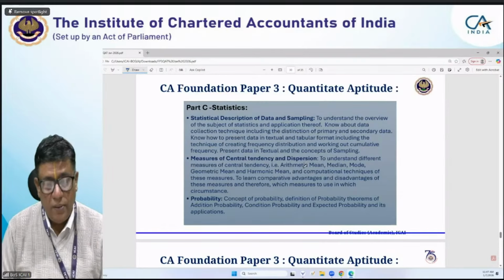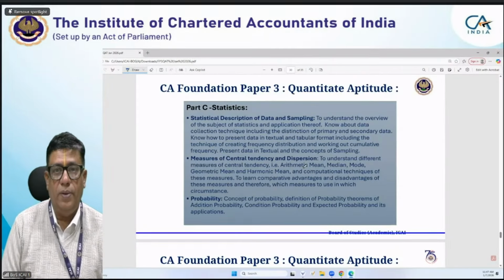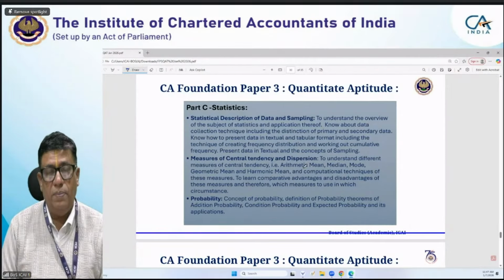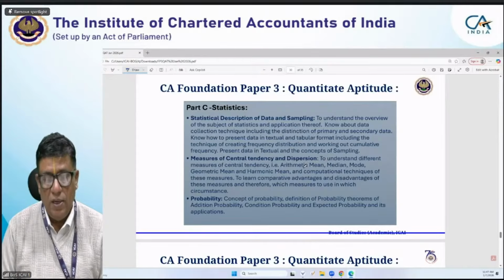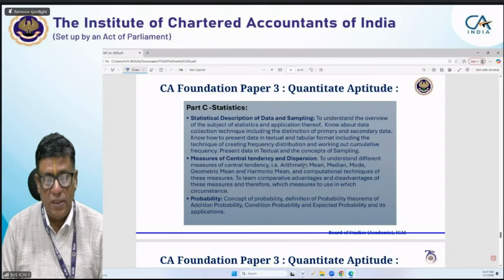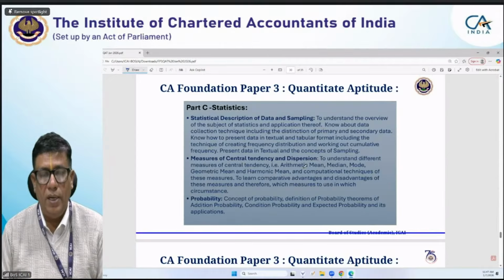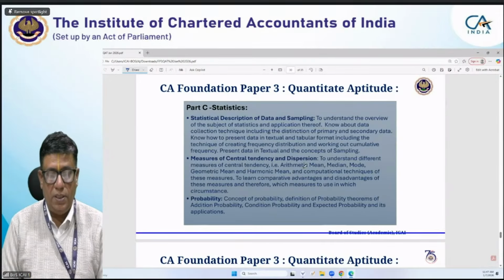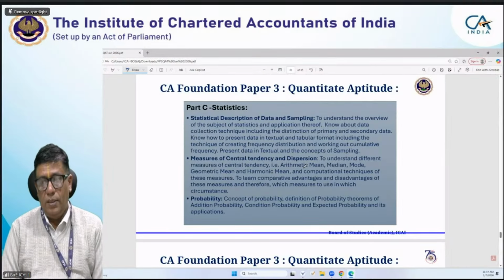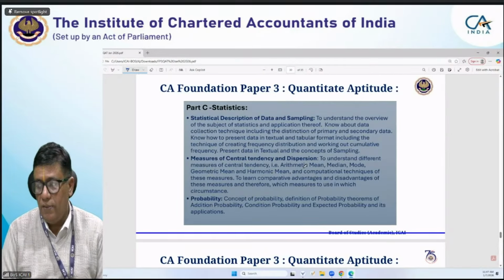Next, we move to the chapter on measures of central tendency and dispersion. To understand the different measures of central tendency: the arithmetic mean, median and mode, geometric mean and harmonic mean, and the computational techniques of these measures, to learn the comparative advantages and disadvantages of these measures. Apart from that, where the measures are used, in what circumstances, and where the business applications are used.